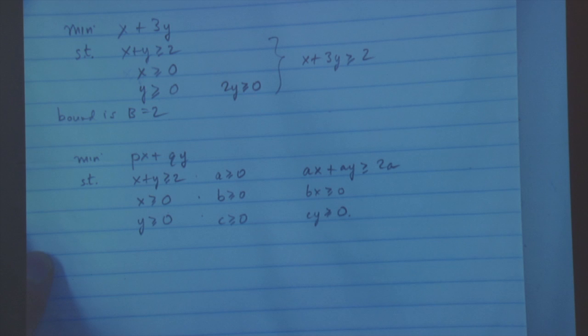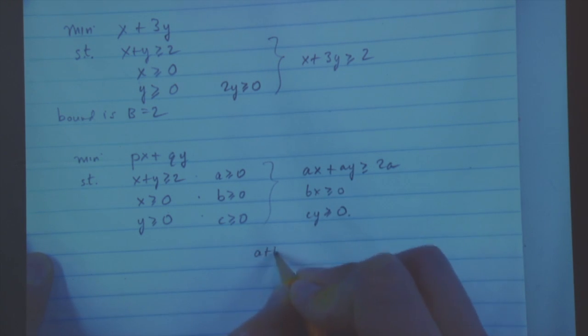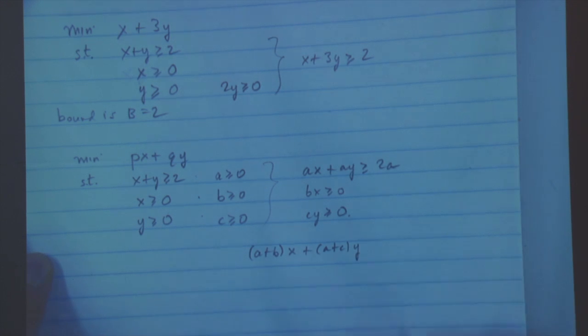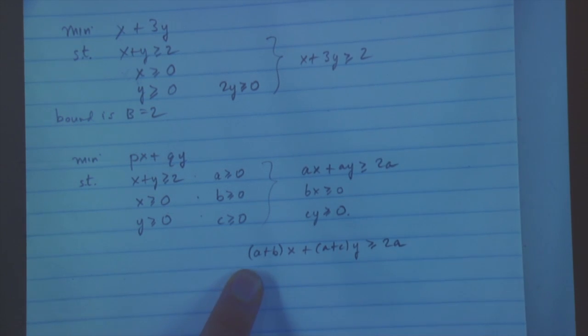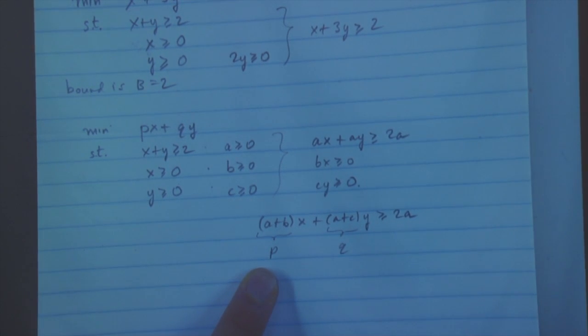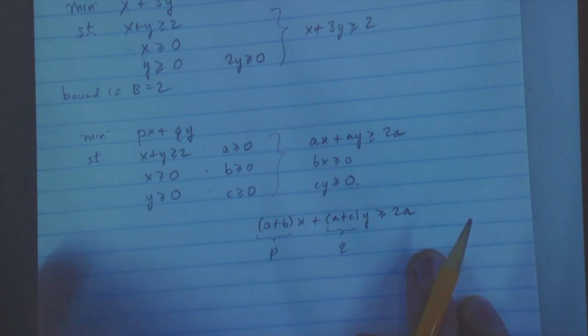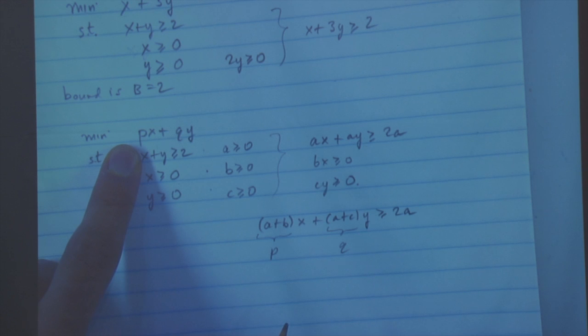And now what can I do? I can add all these together, right? And I can get constraints that look like a plus b times x plus a plus c times y is greater than or equal to 2a. Just by adding those three together. And now I want to make a plus b equal p and a plus c equal q. Because if I were able to choose a and b and c such that a plus b is p and a plus c is q, then this would look like px plus qy is bigger than or equal to 2a. And so I would get a lower bound on my criterion function at optimality.